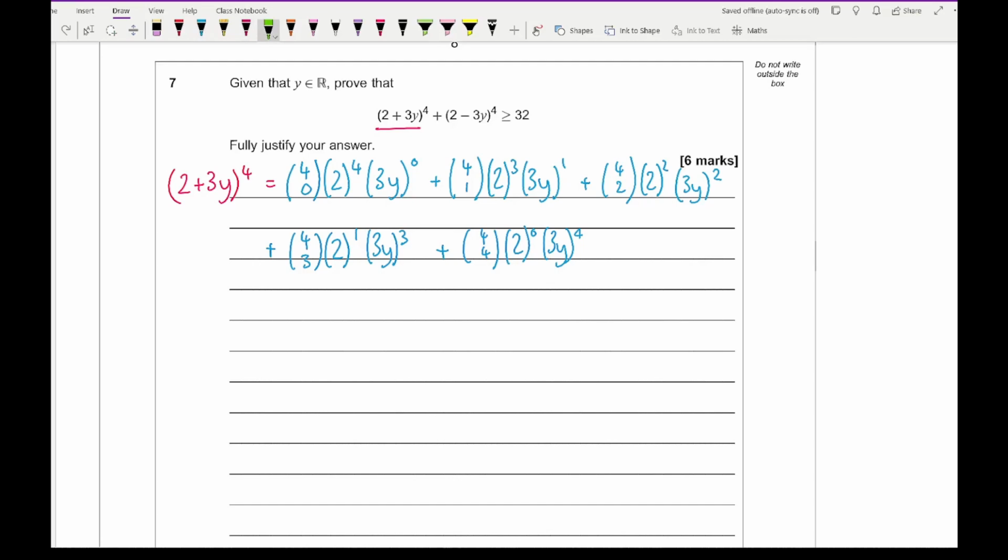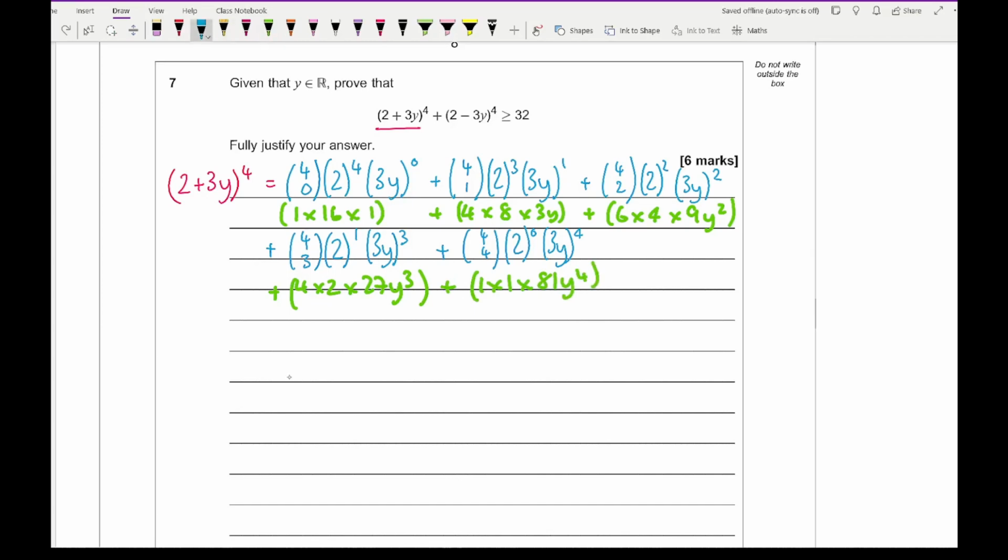So then working each of these out, for this one I'm going to end up with 1 times 16 times 1. For the second one, I'm going to end up with 4 times 8 times 3y. For the third term, I'm going to end up with 6 times 4 times 9y squared. Then I'm going to end up with 4 times 2 times 27y cubed, plus, and then 1 times 81y to the power of 4.